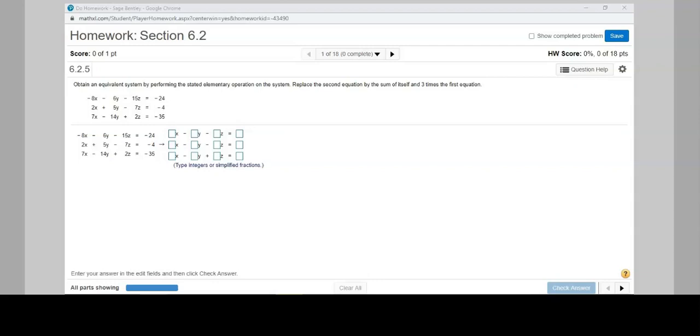All right, so this might get a little bit awkward, but what we are going to do is learn in section 6.2 how to set up a matrix.